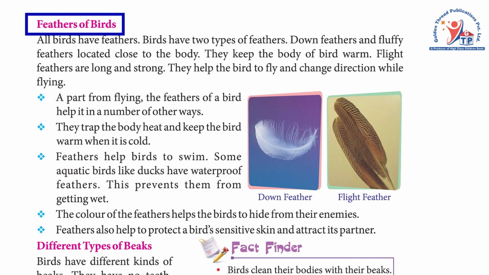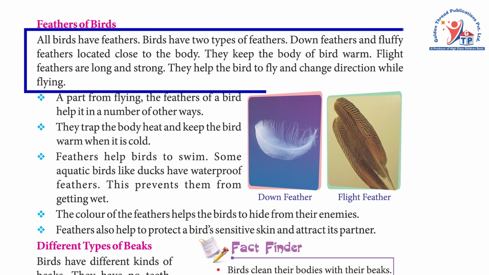Feathers of birds. All birds have feathers. Birds have two types of feathers: down feathers, which are fluffy feathers located close to the body. They keep the body of the bird warm. Flight feathers are long and strong. They help the bird to fly and change direction while flying.